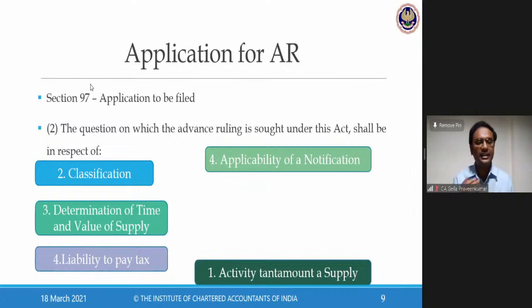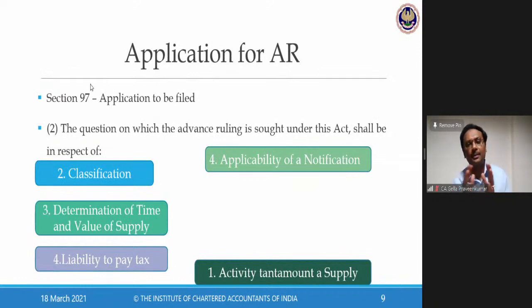The next important question that comes to mind is, am I liable to pay tax or is my recipient liable to pay tax? The question here is liability to pay tax. Please tell me who is liable to pay tax. Also, I would like to examine, is there a benefit of a notification which I can think of, where I can enjoy the exemption notification?